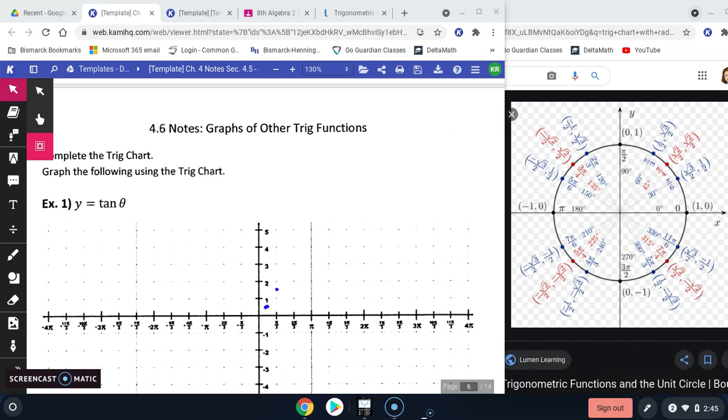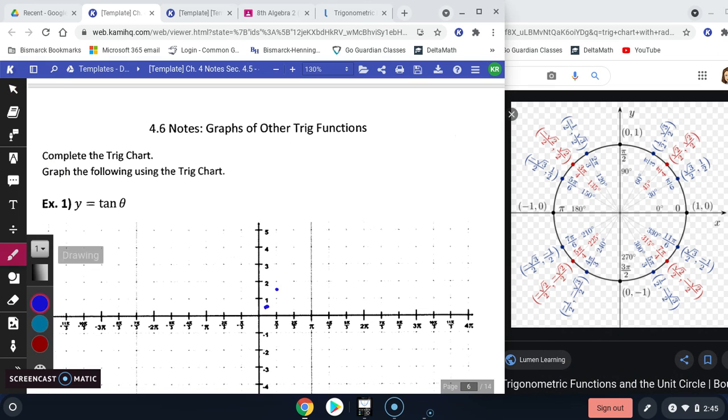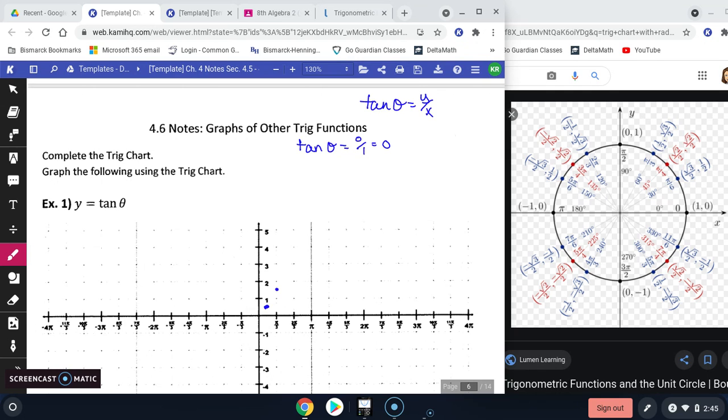Okay, so let's graph the tangent function. I pulled up a unit circle over here to the side, so we have those points in front of us. Let's start with tangent of 0. Tangent of theta, remember, is y over x, the y coordinate over the x coordinate. At 0, it would be 0 over 1, so this would be 0.